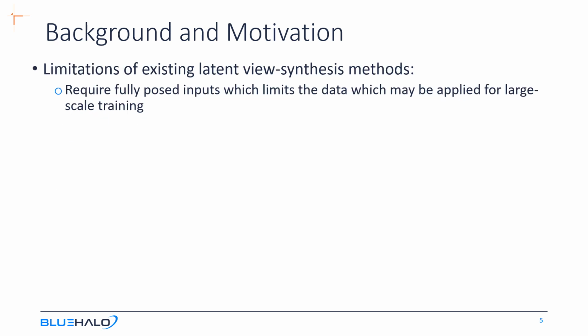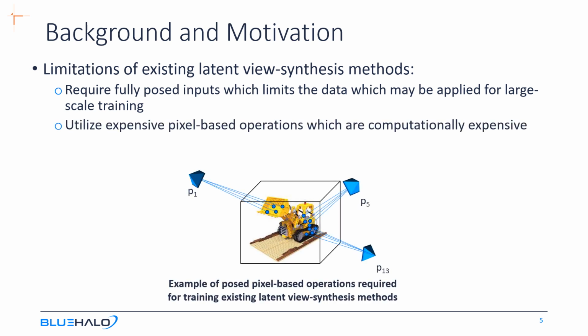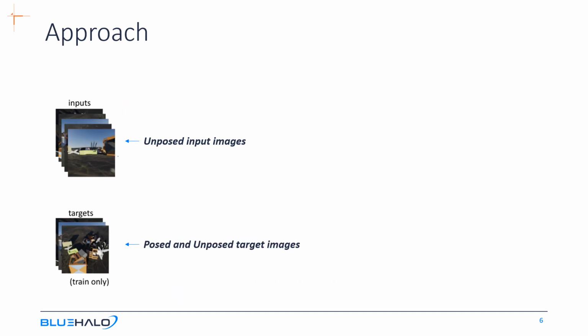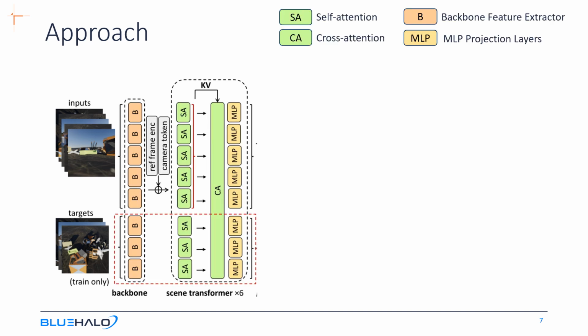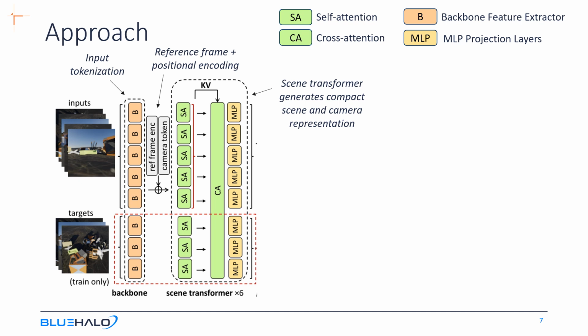However, existing latent scene representation models still require precise camera metadata to learn a fully posable representation and rely on expensive pixel-wise decoding, making them computationally expensive and difficult to scale. To address these limitations, ERUPT is specifically designed to learn from both posed and unposed inputs. First, visual features from the input and target images are extracted by a pre-trained DINOv2 network, which are added to a reference frame encoding and positional encoding. Next, the token sequence is processed by a scene transformer, which alternates token mixing within and between images to produce a latent scene representation and camera pose estimate for each image.